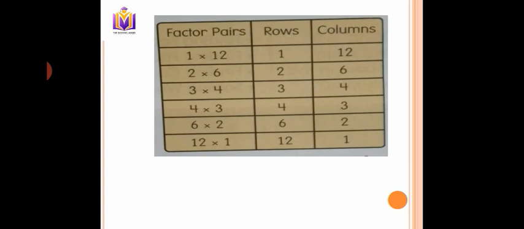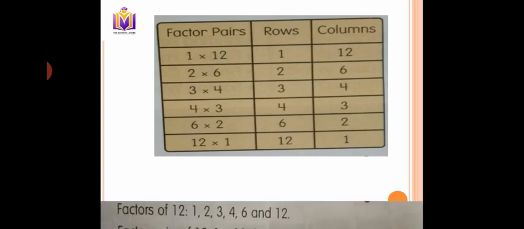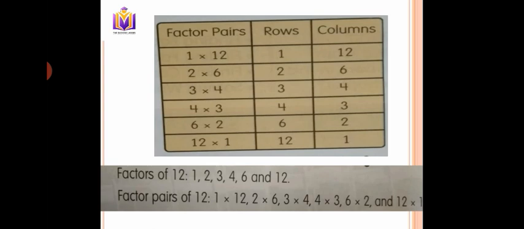Now coming to finding the factors of this. Factors of 12 are 1, 2, 3, 4, 6 and 12. So these are the factors of 12. And when we say both the numbers together, it means a factor pair. So we have a difference between factors and factor pairs. When we consider a number individually, it becomes a factor. And when we consider the multiplication sentence, it becomes a factor pair.